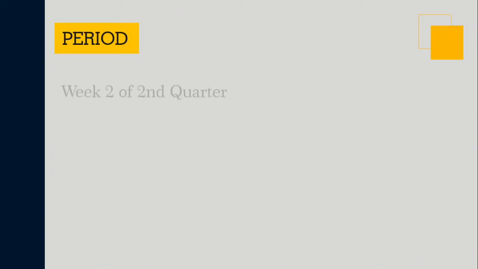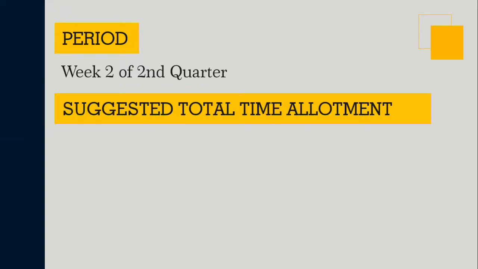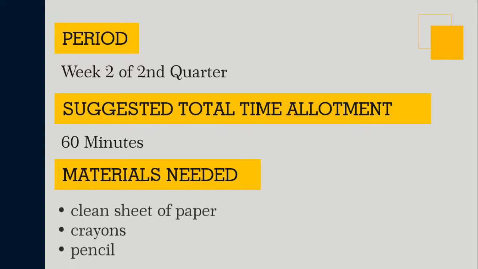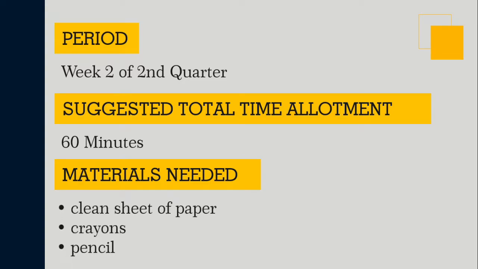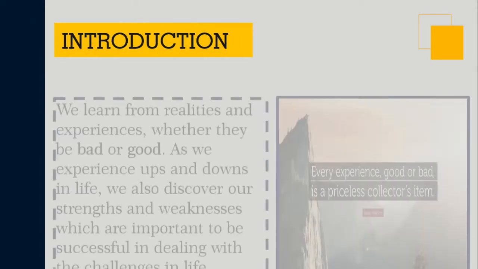For this module, we are discussing week 2 of the second quarter. And for the suggested total time allotment, you should be able to finish this module in an hour or 60 minutes. And these are the materials needed to accomplish the activities in this module. The first one is a clean sheet of paper, and you also need crayons and pencils. So let us now start with our lesson.